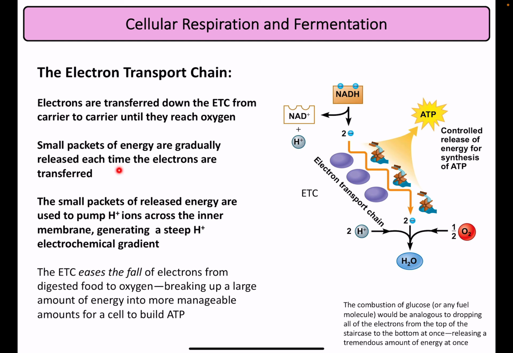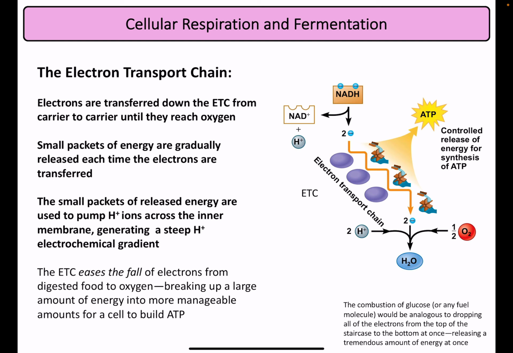Okay, so one important idea here is that as these electrons are passed along the ETC, energy will be released. That is because each molecule allows these electrons to be in a slightly more stable location, oxygen being the most stable. That's important because we're going to use these little packets of energy represented by steps here. We're going to use that energy to build ATP, and that's the overall goal of this entire process.